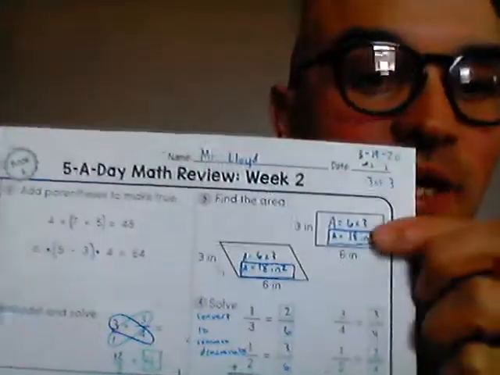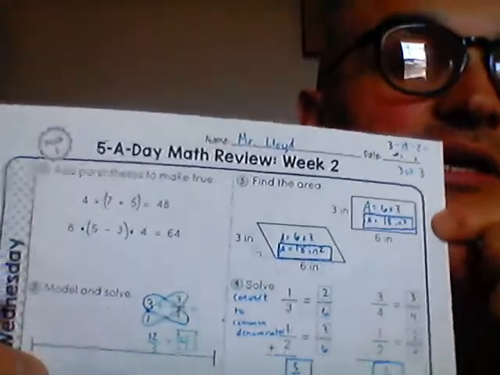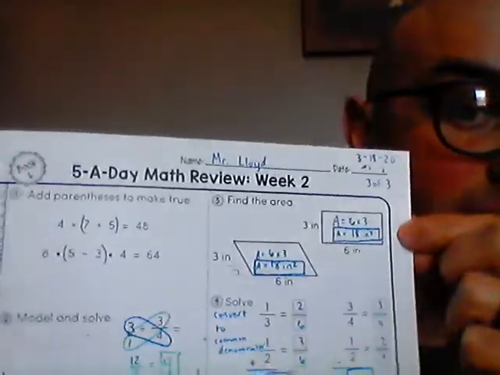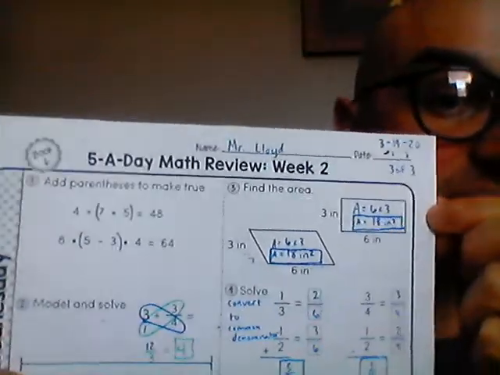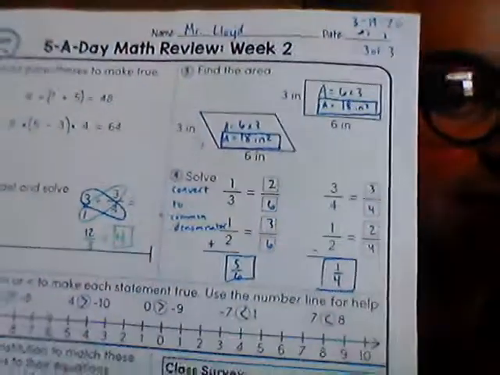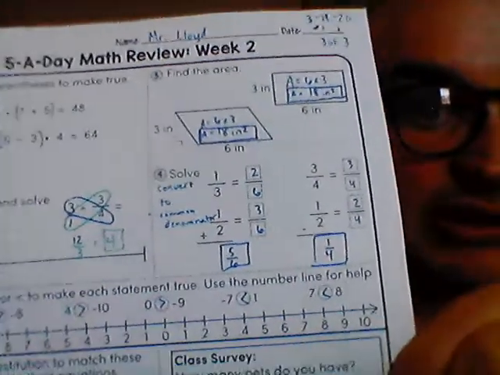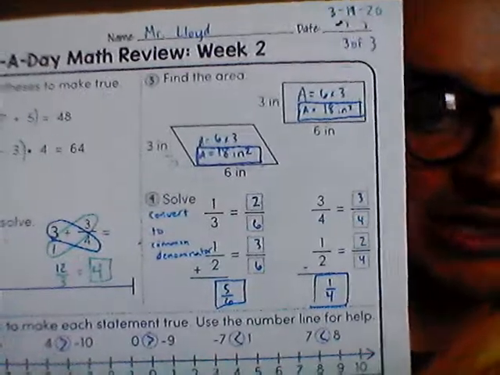Okay, the next couple of problems are all about area. It's a parallelogram and a rectangle with the same dimensions. You remember base times height, and you get a value of 18 inches squared. Remember to correct these, pause the video if you need to.